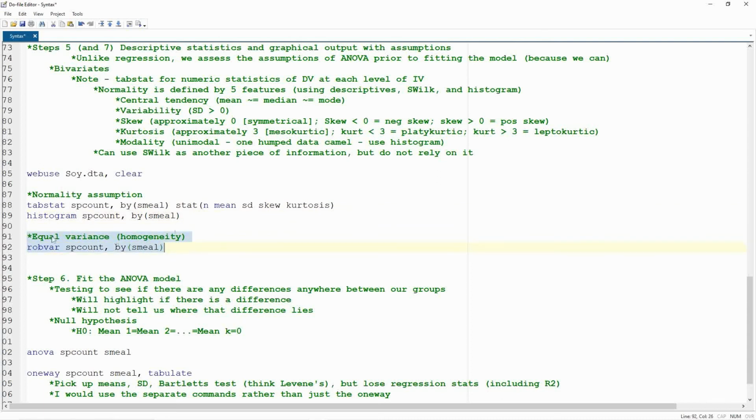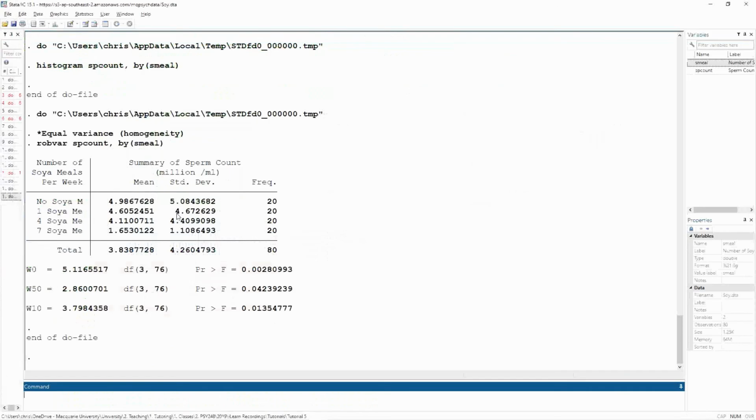So we're doing this by using the robvar command. This is going to run our Levene's test for us. And it's robvar DV, comma, by categorical IV. Now it produces our means and standard deviations again for us, which is great. I would have used this before, but I also wanted my skew and kurtosis.